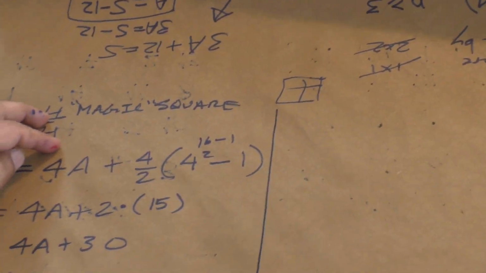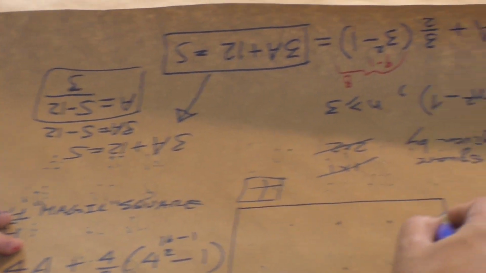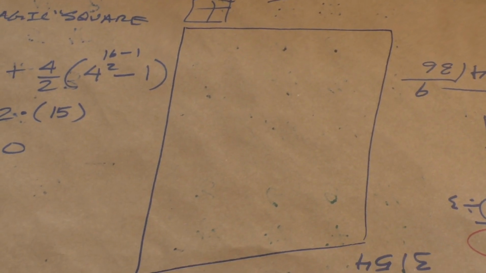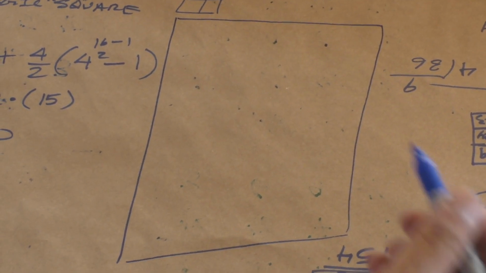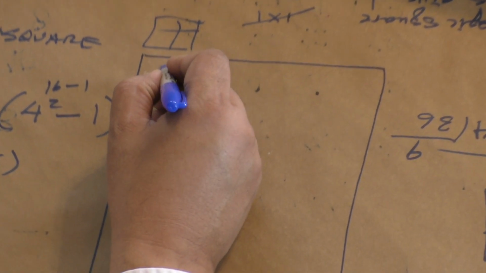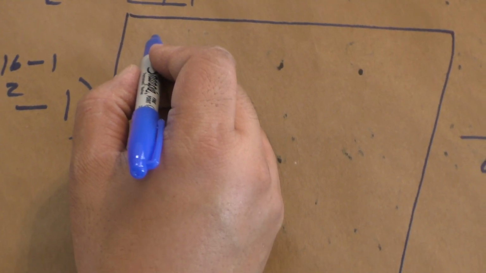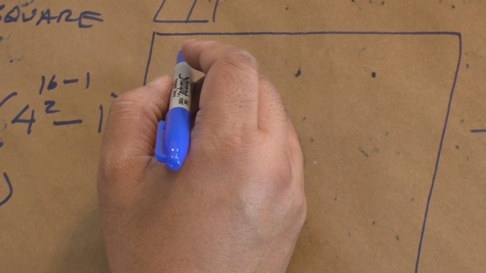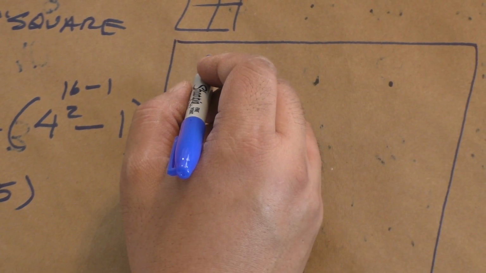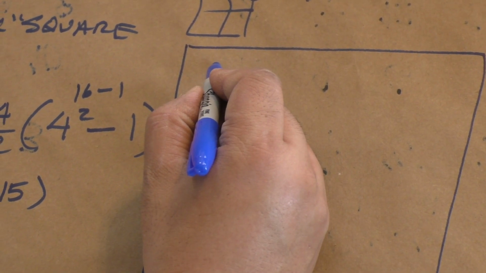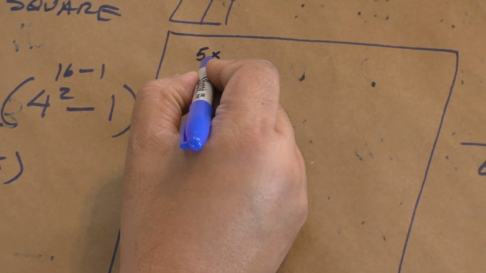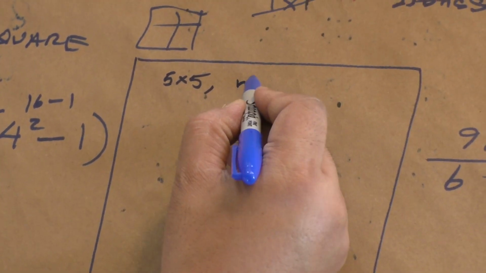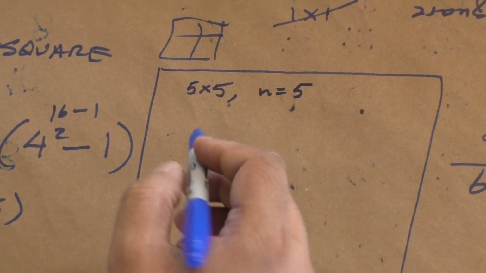We will be doing another video soon, inshallah, on the 5 by 5. But let's just see what happens. If you have 5 by 5, what would be the subtraction factor? So a 5 by 5 means n equals 5. We come back to our same equation.